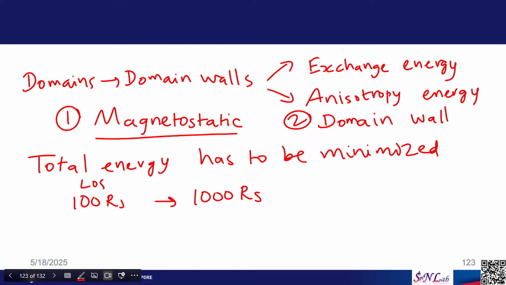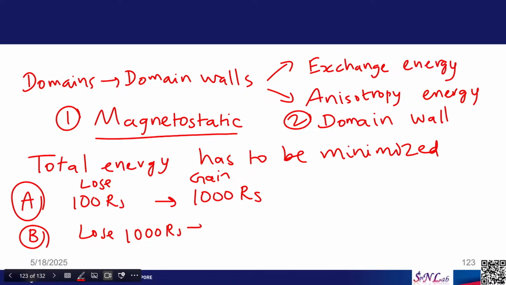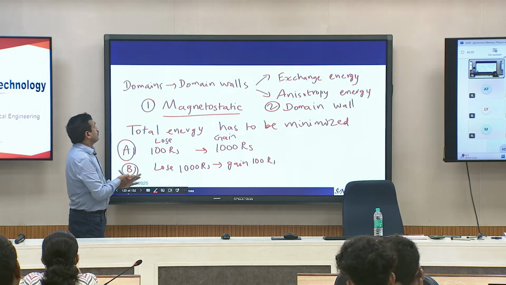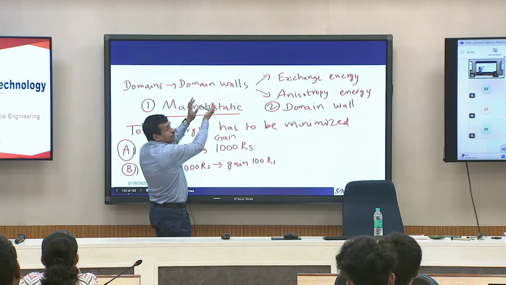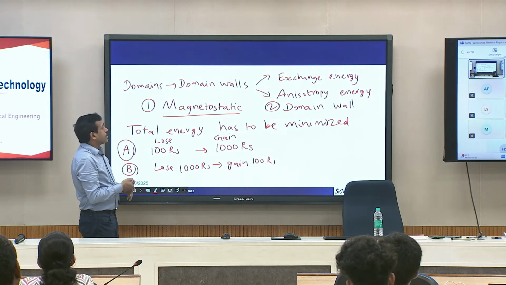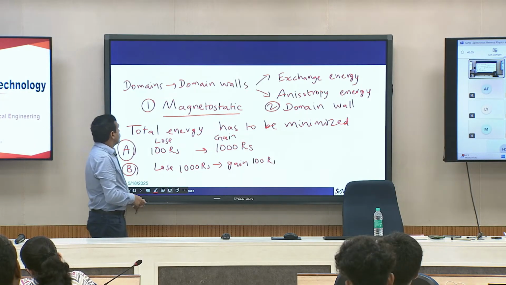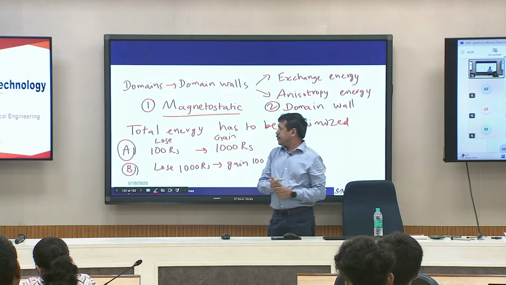For example, let us say you spend 100 rupees, but you gain 1000 rupees. You do some task A, you lose 100 rupees, gain 1000 rupees. You do task B, you lose 1000 rupees, gain 100 rupees. So, which one will you do? Obviously, the first, right. So, the same thing. The system will form domains if the gain, which is the minimization of magnetostatic energy, is a lot compared to the energy spent to form the domain walls. So, this is the one that determines whether domains will be formed or not.